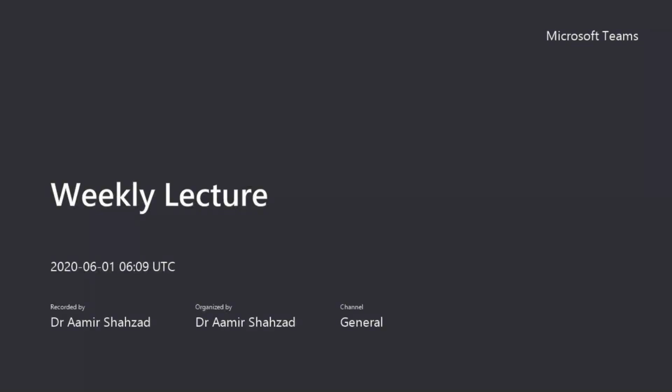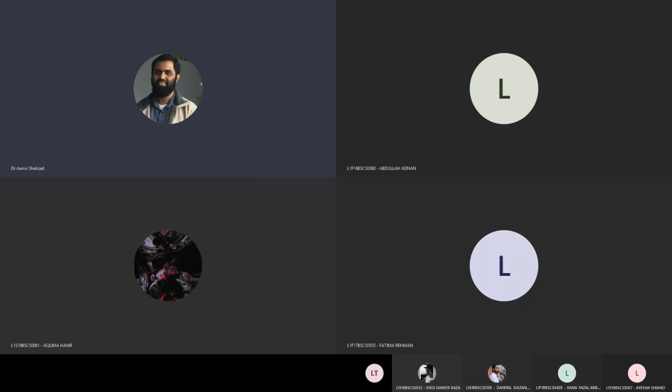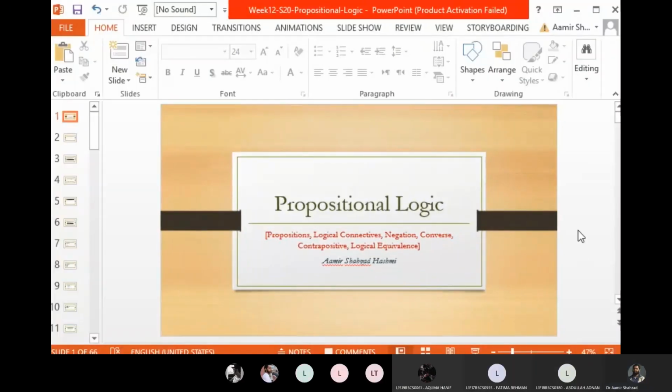Propositional logic. This is something similar to what you have been studying in your logical thinking course or digital logic design. So many things will be familiar to you, and there will be something new. So first of all, propositions. What are propositions? And then we will talk about propositional logic.